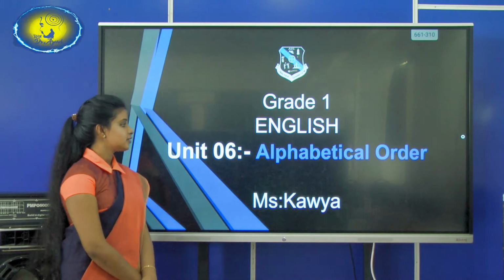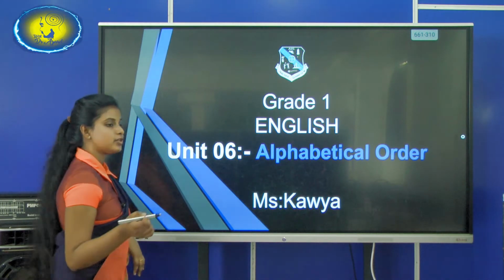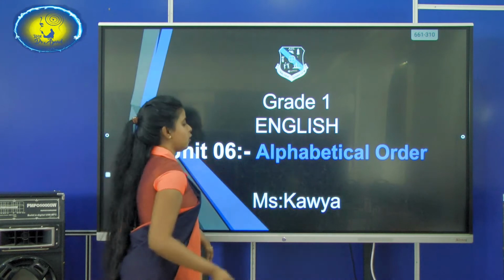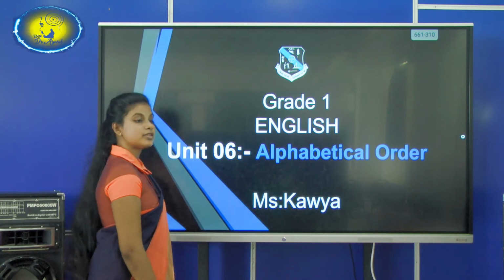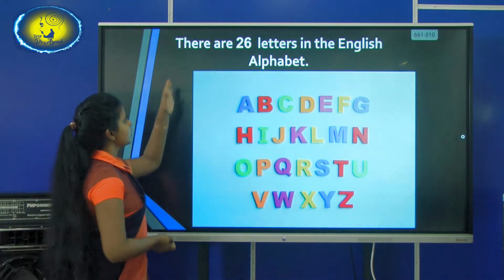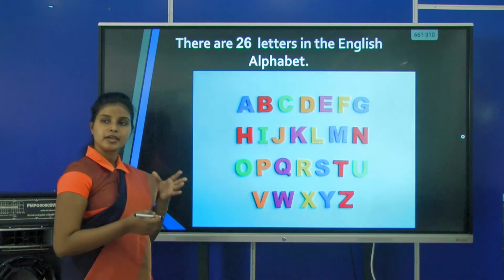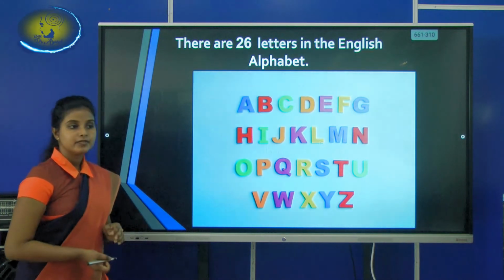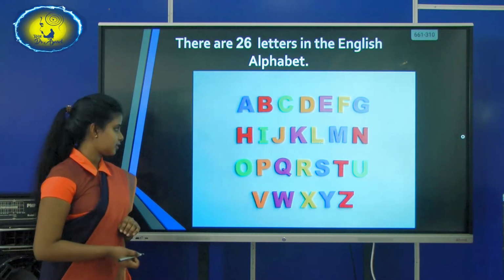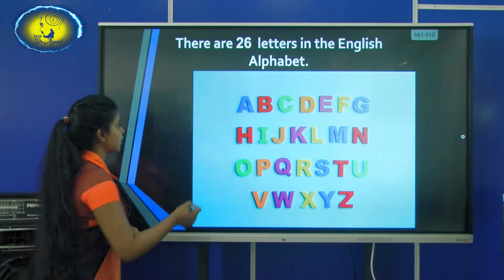Now children, it's time to learn English. Today you have to learn about alphabetical order. That is your unit 6. Let's see children. You know, there are 26 letters in the English alphabet. In our English alphabet family, we have 26 letters. What are they children? Shall we read?